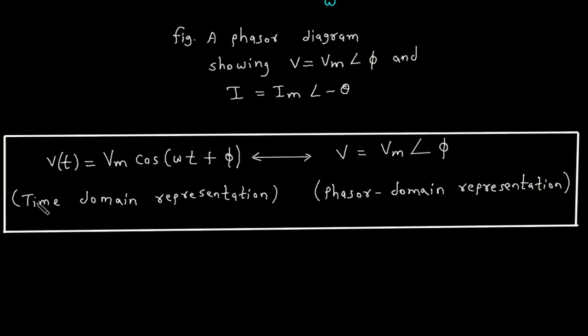Now here we can see this is a time domain representation and this is a phasor domain representation. So in time domain representation, v of t is equal to Vm cos(omega t plus phi), and in phasor domain representation it is V is equal to Vm at an angle phi.